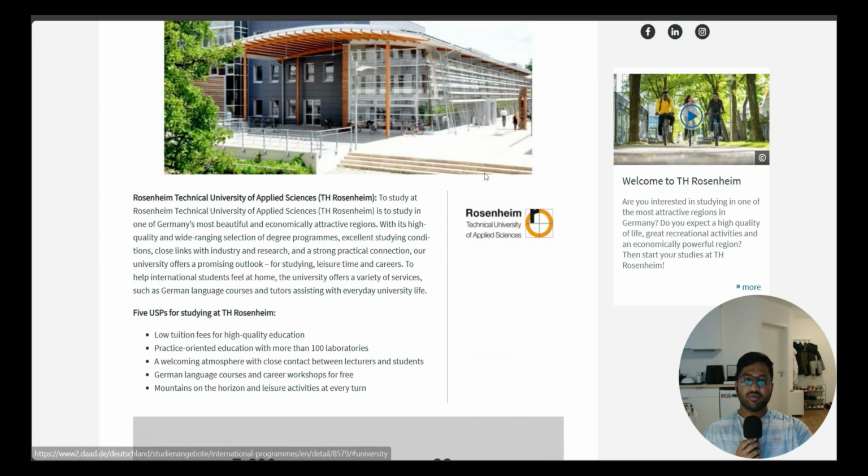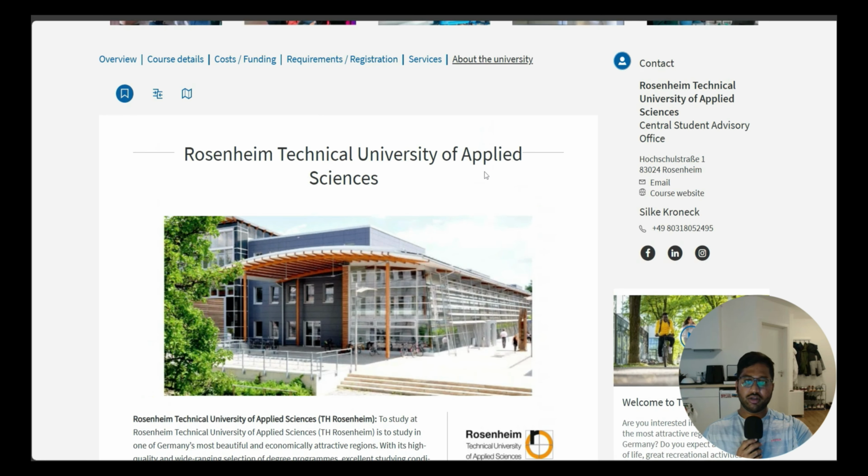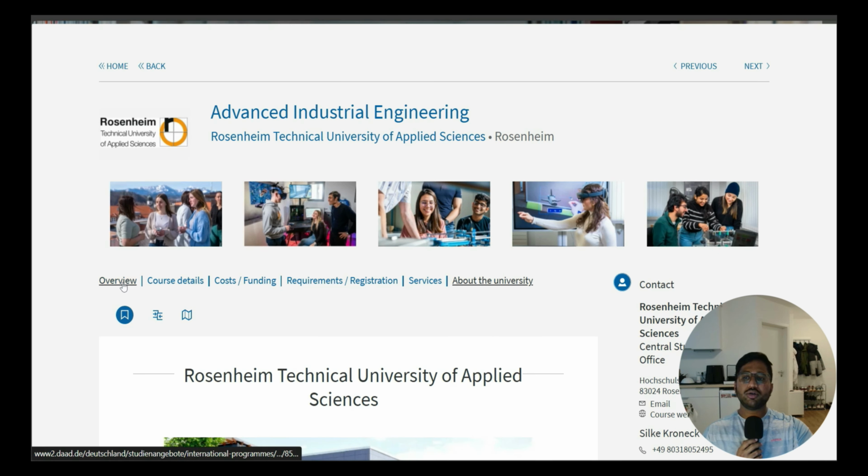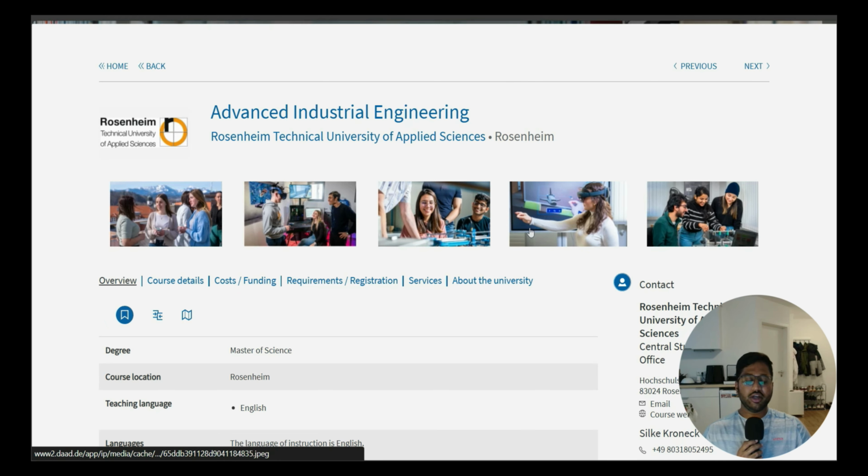Then about the university, if you want to get to know about Rosenheim University, you can just go through it. But yeah, as I told you many a time, in Germany, if you're studying in a public university, then don't worry, it's one of the reputed colleges. But yeah, this is the thing I just wanted to mention to you guys in episode number 12 for advanced industrial engineering requirements analysis for Rosenheim Technical University of Applied Sciences.